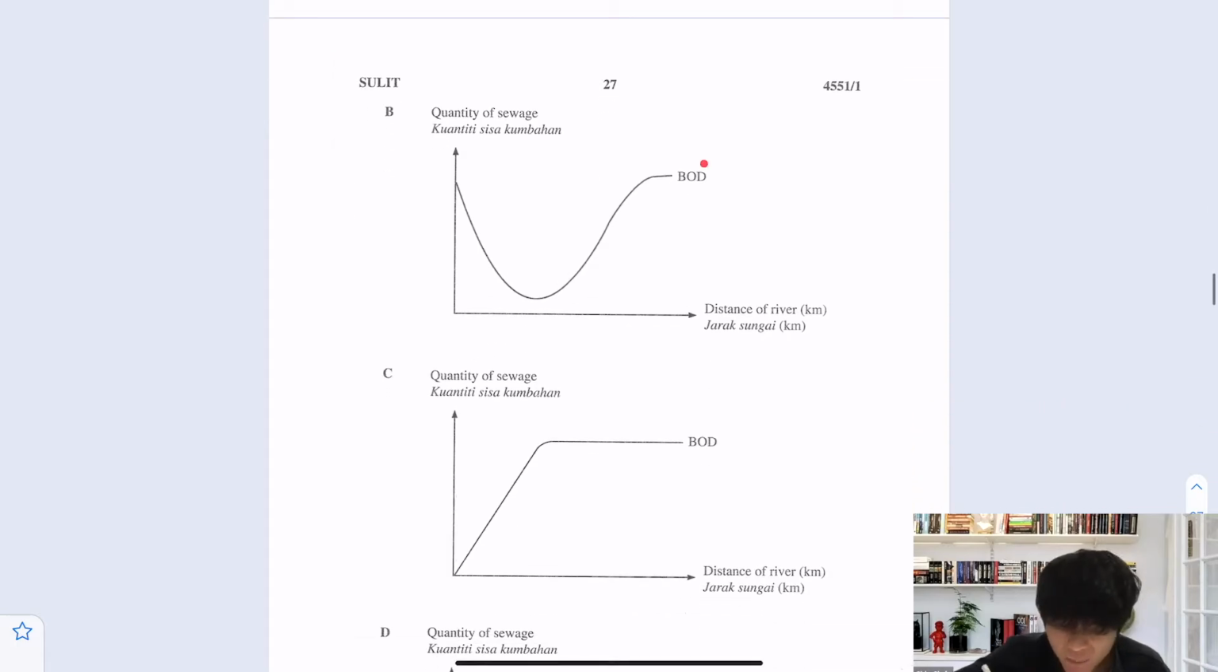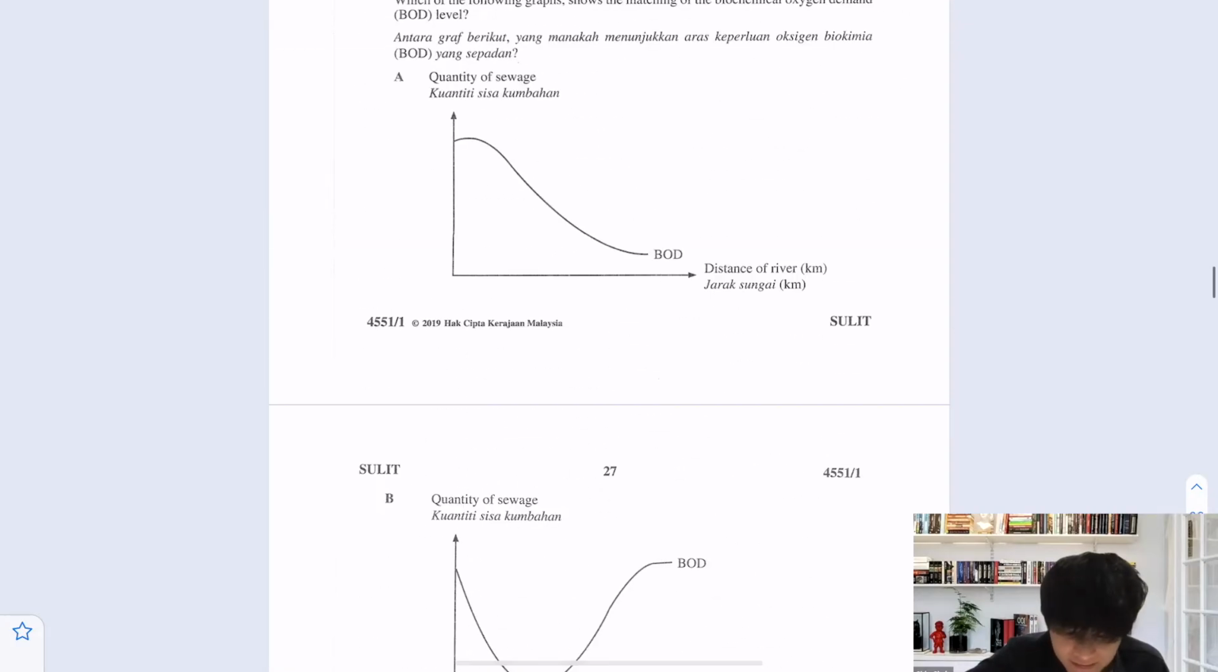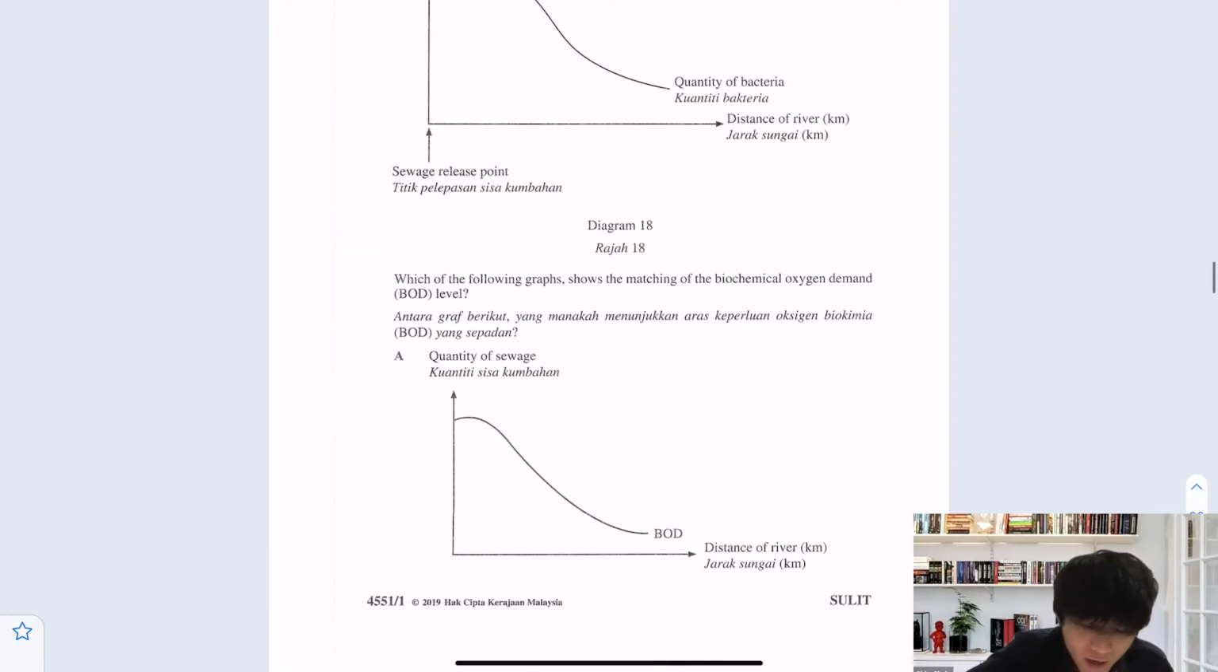This is not quite right because BOD will not increase again unless there is another source of pollution near the end of the river. That doesn't make sense. And next, BOD, as I mentioned, as the river flows, it gets cleaner and cleaner and cleaner. So this is not quite right. And this does not make sense because this is where your highest, the most polluted water is. So it makes perfect sense.